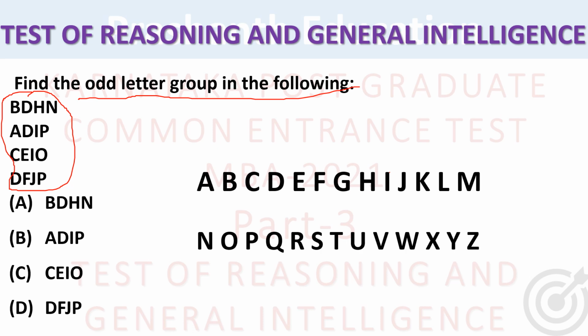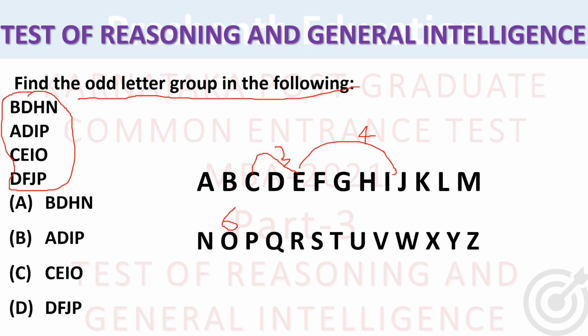Let's see whether for the second one we get 3, 5, 7 or 2, 4, 6. C to E is 2. E to I is 1, 2, 3, 4. So 4. I to O is 1, 2, 3, 4, 5, 6. So 2, 4, 6. The 2, 4, 6 pattern is there.